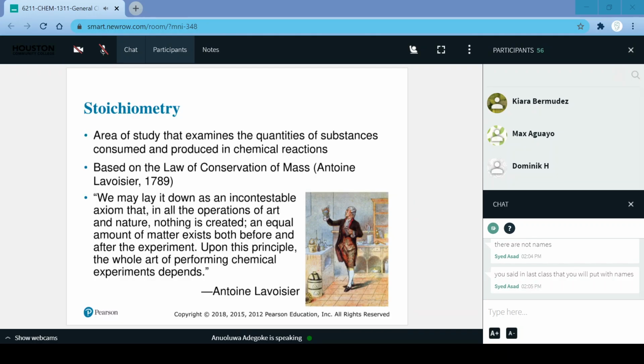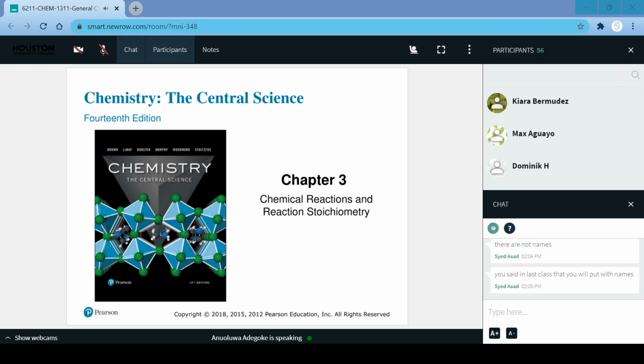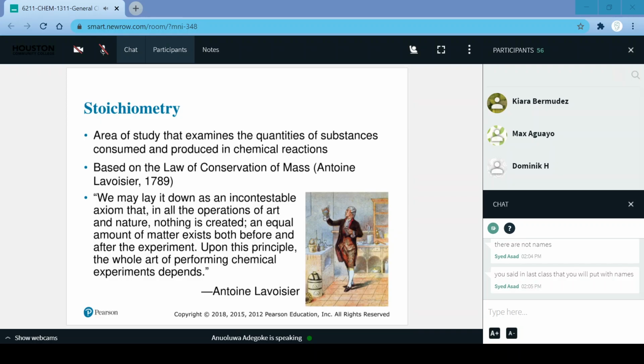All right, so chapter 3 is all about chemical reactions, and the discussion I put there, I know some of you have been submitting your responses to that. So in chapter 3, we are learning about chemical reactions and reaction stoichiometry. We're going to learn about 3 types of reaction in this chapter. Now, stoichiometry, the definition and everything is here.